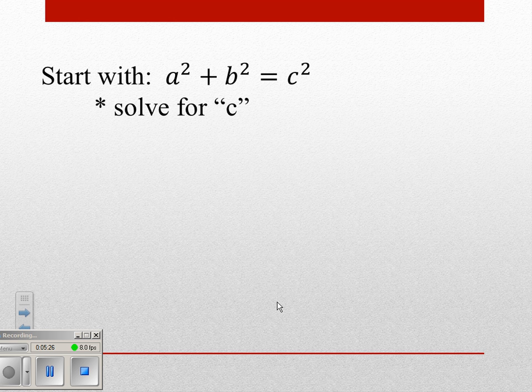All right, so hopefully on this next slide you recognize Pythagorean theorem that I have typed. Now, if we were going to solve for c, right now we have c squared up in our equation.